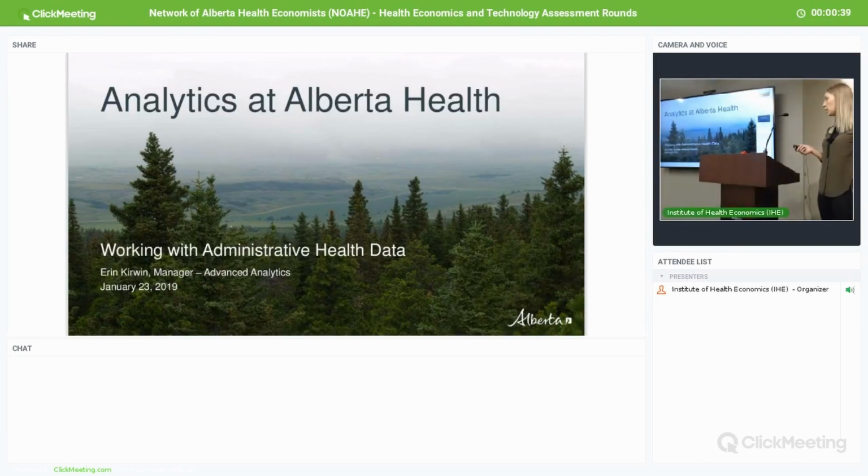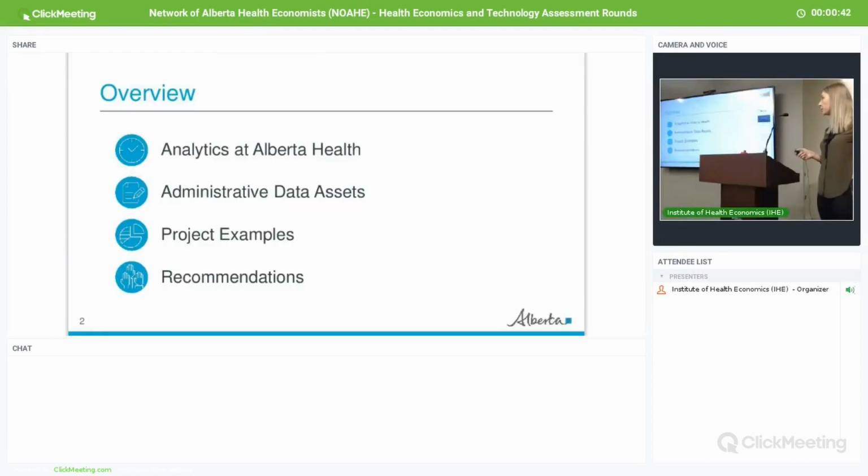And how we work with our administrative health data. So to start, I'm just going to talk about who we are at Alberta Health and what analytics does within the department. From there, I'll talk briefly about our administrative data assets. They can be a little bit dry, but I think it would be super useful for this audience as frequent requesters or consumers of our data.